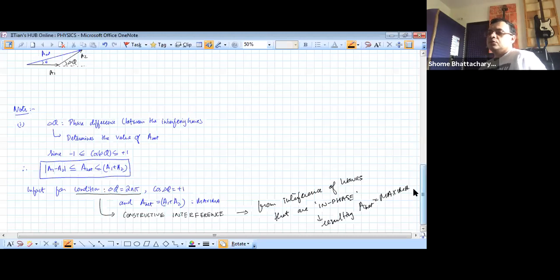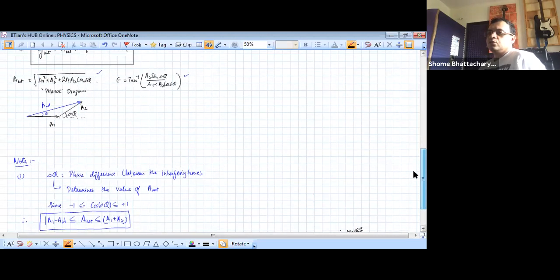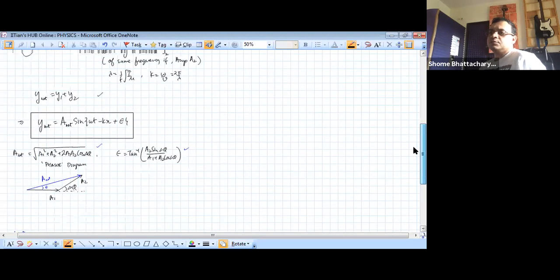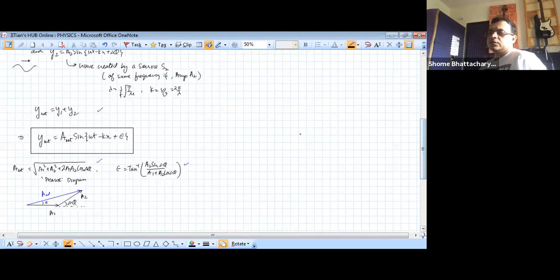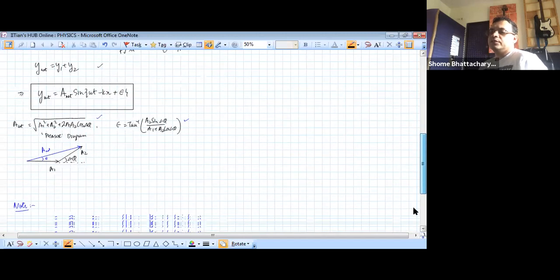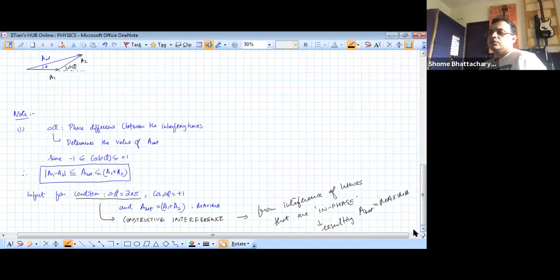So you can start with just a note of this. These formulae and all you have seen last time, so you need not note down again. You just go through a recap of this, and in that formula you can understand why this becomes A1 plus A2, because the moment cos delta phi is becoming positive 1, the quantity inside the square root is becoming A1 plus A2 whole square. So that is how we get the condition for constructive interference, which is this. So we can start with this.